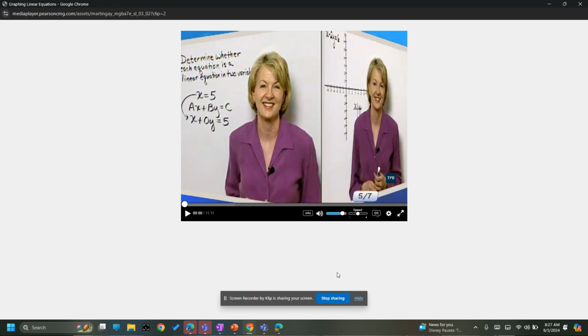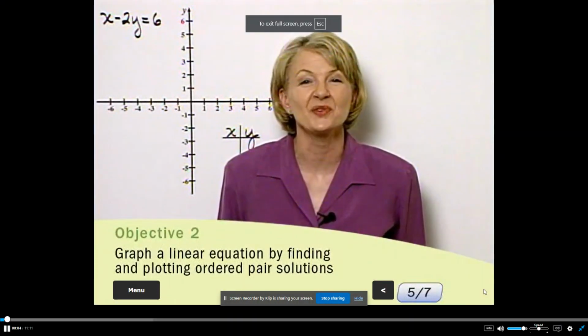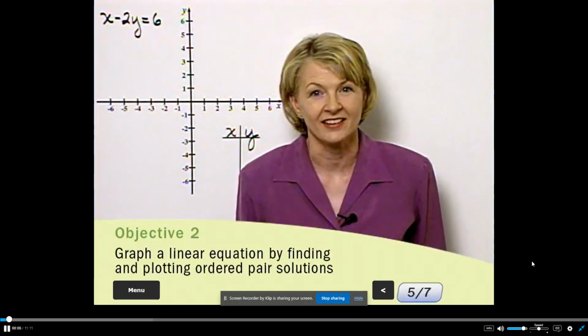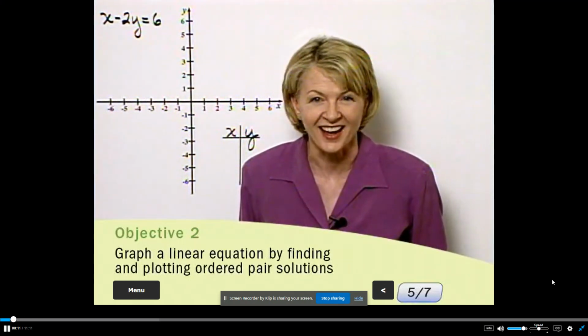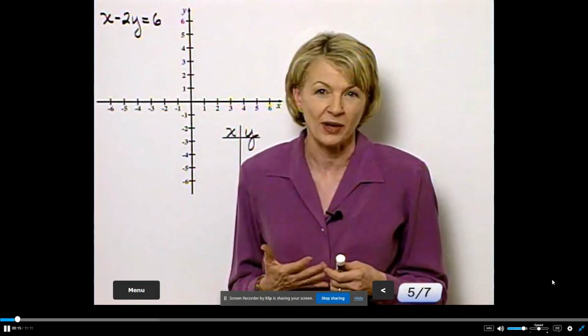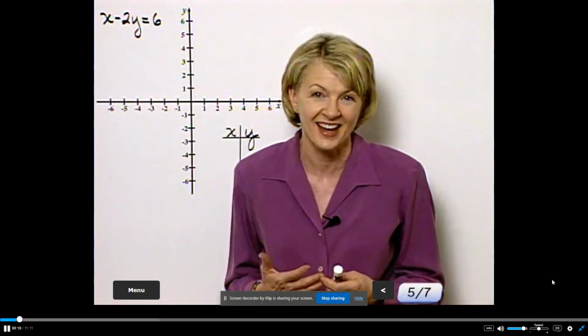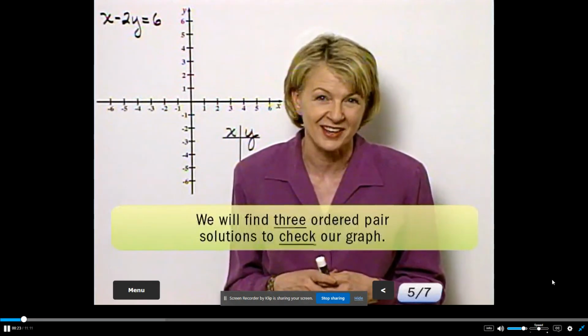We're going to be looking at 3.2 graphing linear equations, objective number 2, which is graph a linear equation by finding and plotting the ordered pairs. We know the graph of a linear equation in two variables is a line. How many points from geometry does it take to determine a line? From geometry, you may recall that it only takes 2 points to uniquely determine a line. We'll use 3 points, though, just to check up on ourselves.